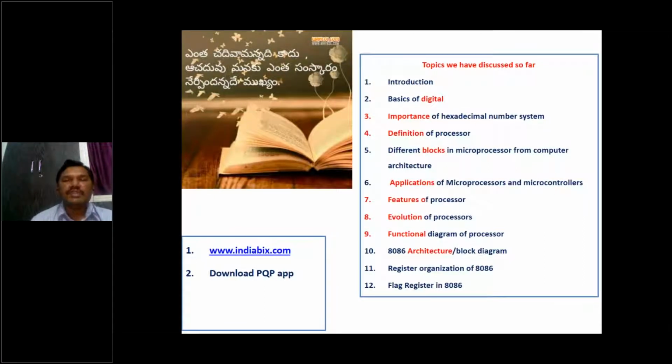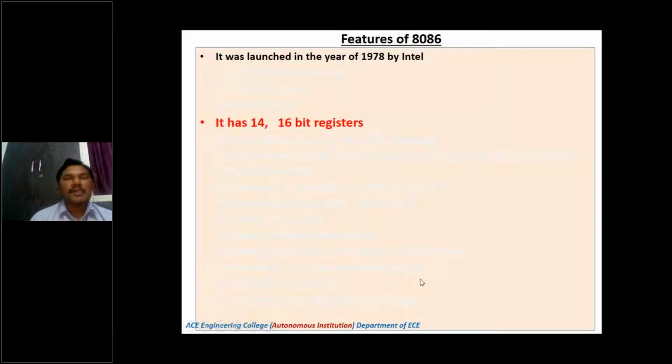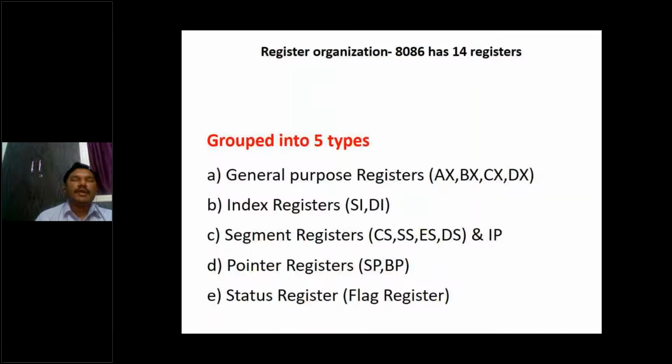These are the topics we have discussed so far: introduction, basics of digital and all. In the last class, I was explaining the flag register in 8086. As you know already, 8086 has many features compared to 8085, but here I highlighted only registers. It has 14 registers, and each register width is 16 bit.